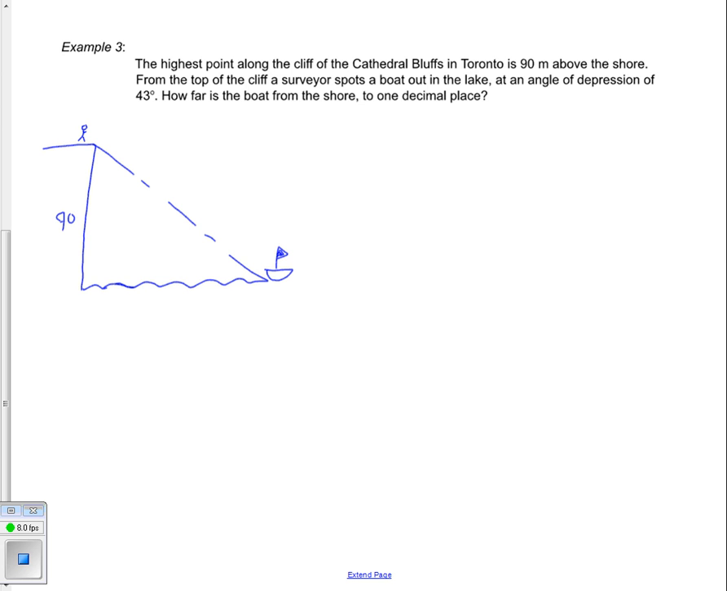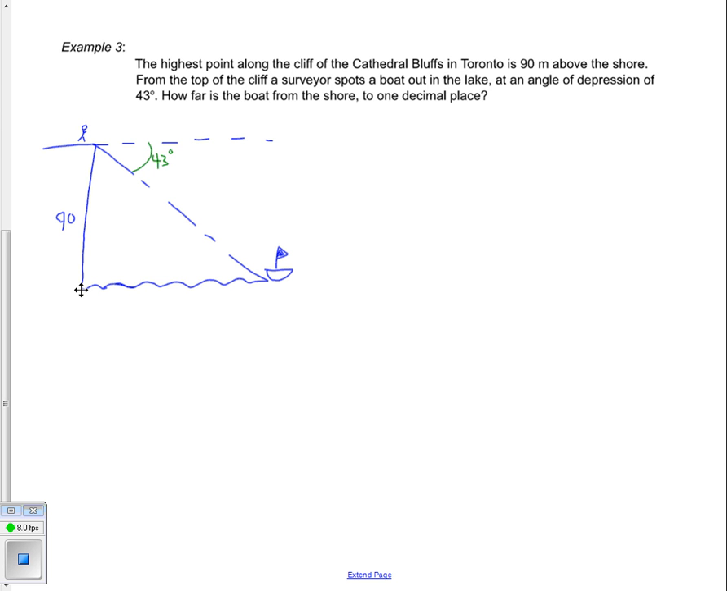And it says that they're looking at an angle of depression of 43 degrees. Now remember, angle of depression and angle of elevation are always taken from the horizontal. So from the horizontal, that would be this height. So the angle of depression is actually right here. That's our angle of depression, 43 degrees. Now, if that's our angle of depression, we've got to figure out how far the boat is from the shore.